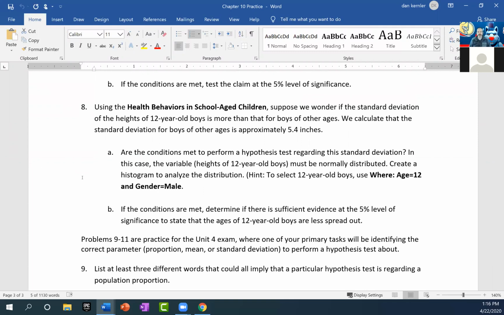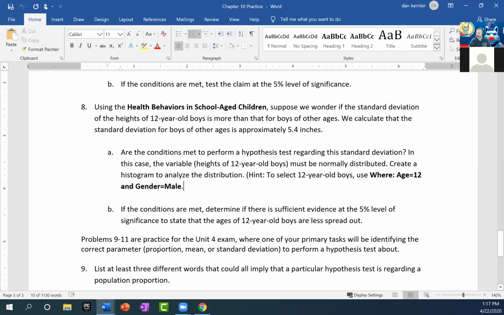Just doing the actual test. I think it's a little tricky here to get just those students. So let's read the question carefully. We wonder if the heights of 12-year-old boys are more spread, if the standard deviation for them is more than the heights for boys of other ages. We calculate the standard deviation for boys of other ages. It's about 5.4 inches. First of all, are the conditions met to perform a hypothesis test? They must be normally distributed.